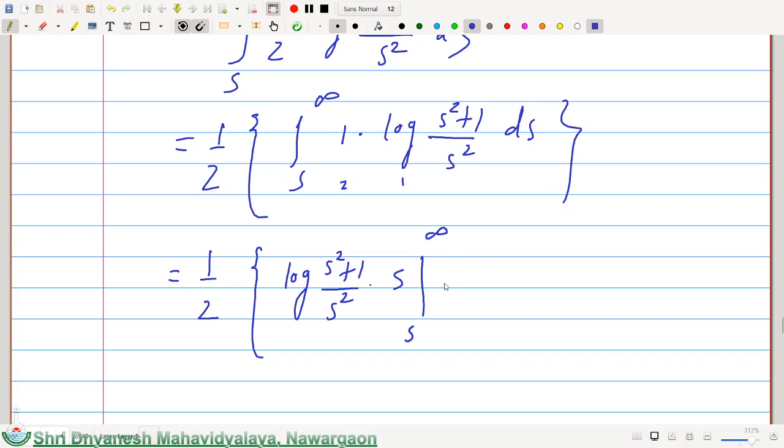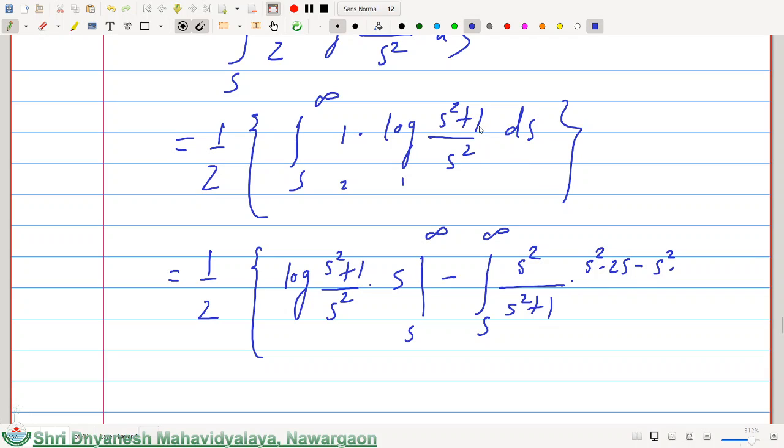Limits s to infinity, minus integration of the derivative of the first function, that is the derivative of log of (s square plus 1) upon s square, which will be 1 upon (s square plus 1) upon s square, that is s square upon s square plus 1, and the derivative of (s square plus 1) upon s square, which is by quotient rule s square into 2s minus s square into the derivative of s square plus 1, that is 2s. Sorry, I have mistaken somewhere.